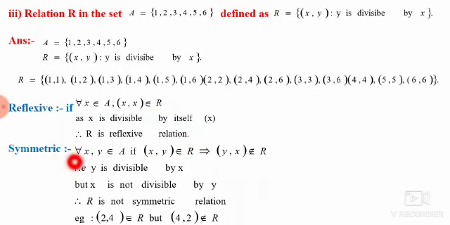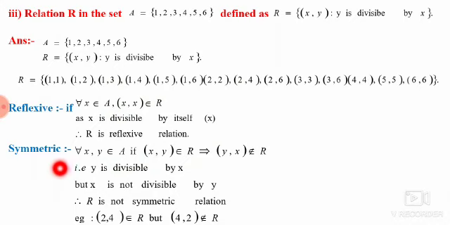Now to check the symmetricity, we have to take a minimum of 2 elements. For all x, y belongs to A, if (x,y) belongs to R, its reverse ordered pair must be there in the same relation, that is (y,x) belongs to R. (1,1) belongs to R, its reverse ordered pair is the same. (1,2) belongs to R, but (2,1) is not there in this relation. (1,3) belongs to R, but (3,1) does not belong to R. Likewise, (2,4) belongs to R, but (4,2) does not belong to R.